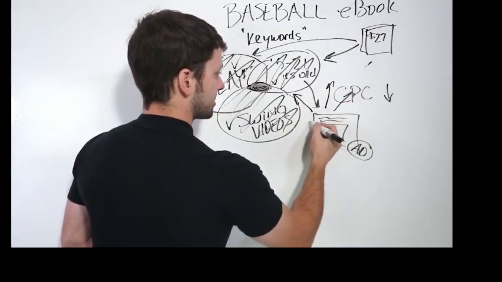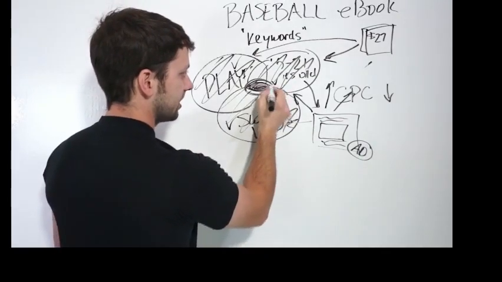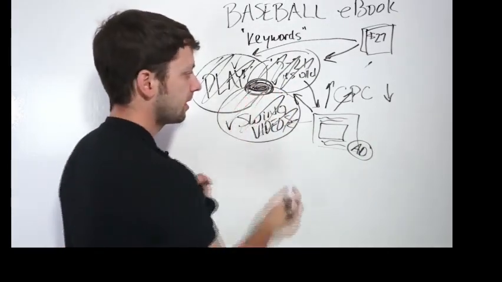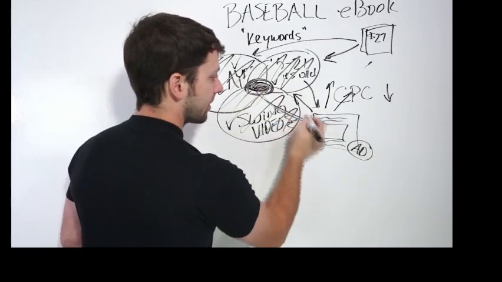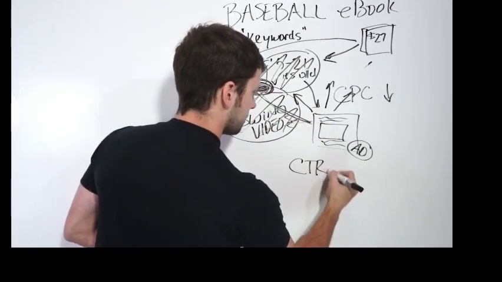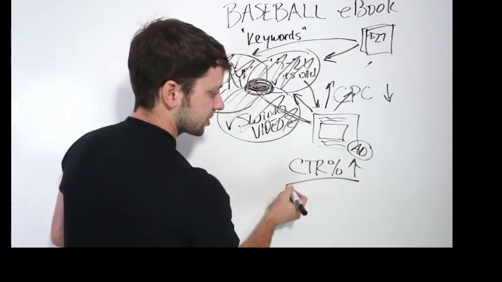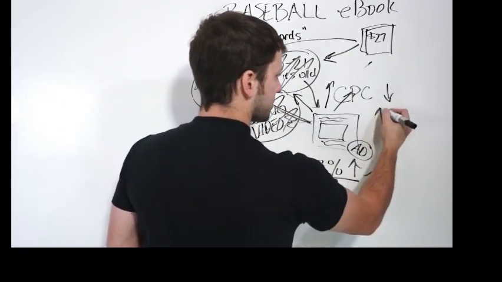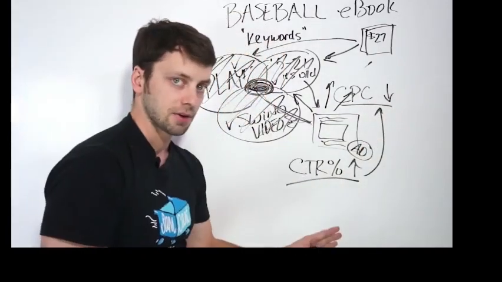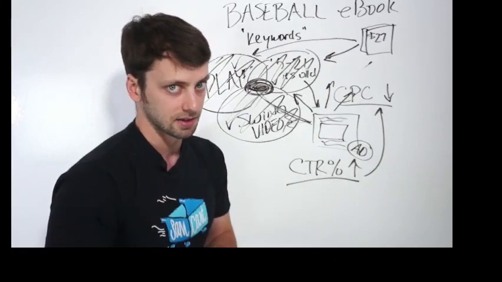99.9% of these people are going to say, I don't want to click on that ad. But if you're showing it to just this hyper-targeted group of people, they all want to click on that ad, which means your click-through rate percentage goes up. And when your click-through rate percentage goes up, your cost per click goes down, meaning instead of paying $1 a click, you pay 10 cents a click.